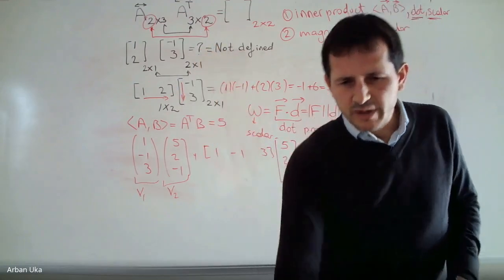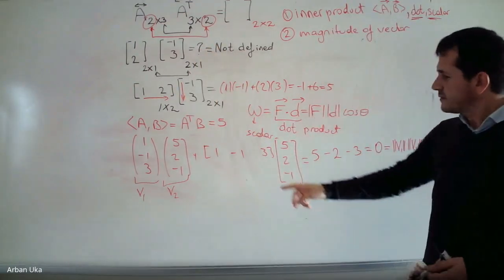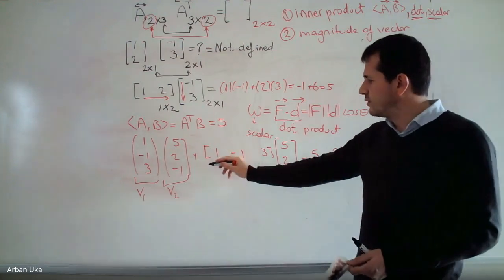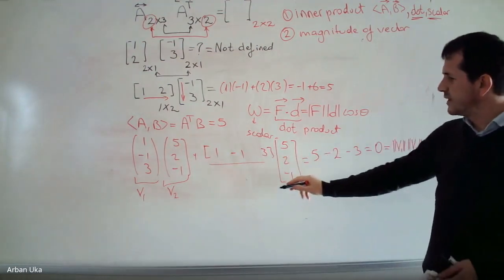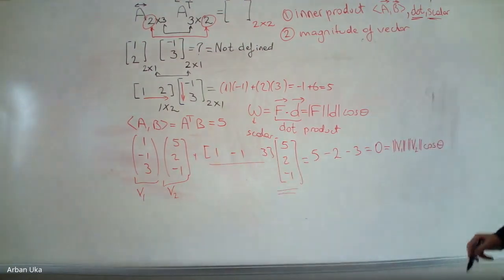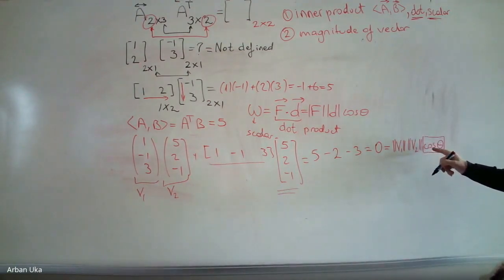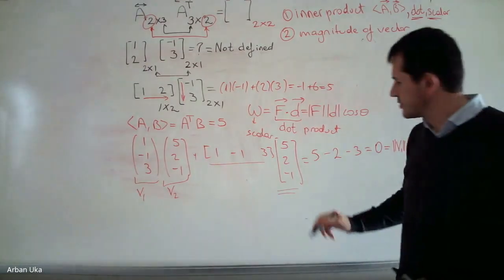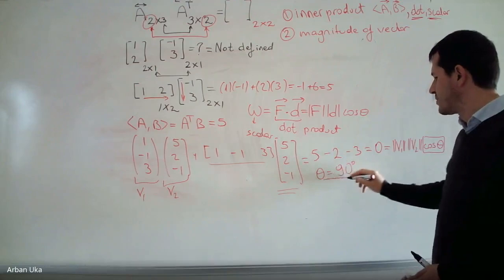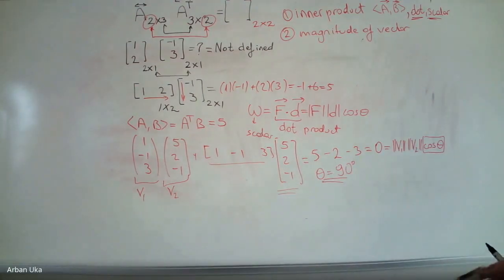So the magnitude of this vector v1 is different from 0. The magnitude of this vector here is also different from 0. But cosine can be equal to 0. So for what angle is the cosine equal to 0? 90 degrees. 90 degrees, okay, that's true. So we get a 90 degree angle.